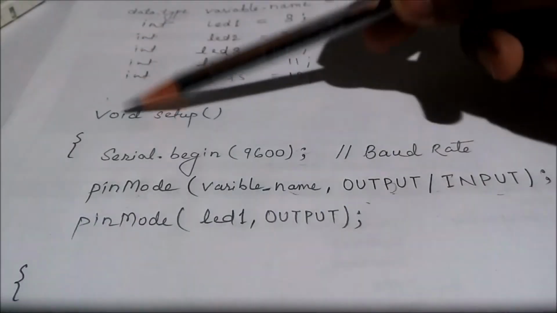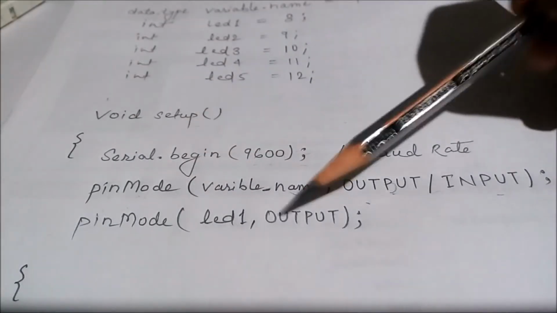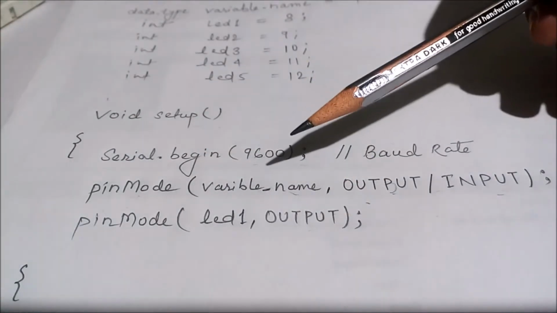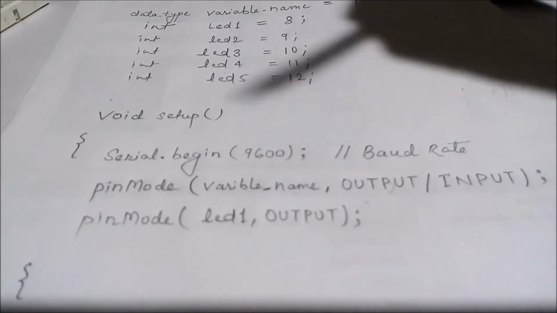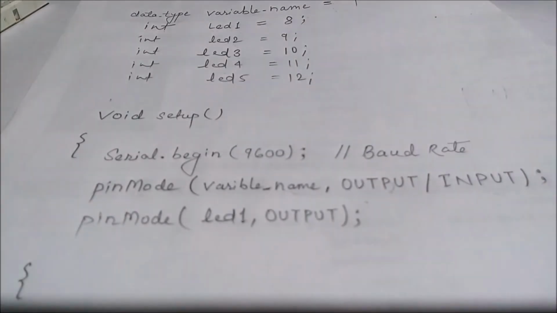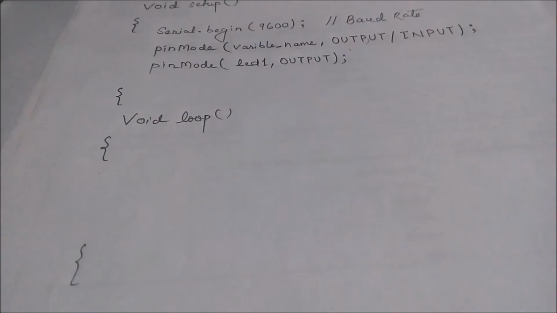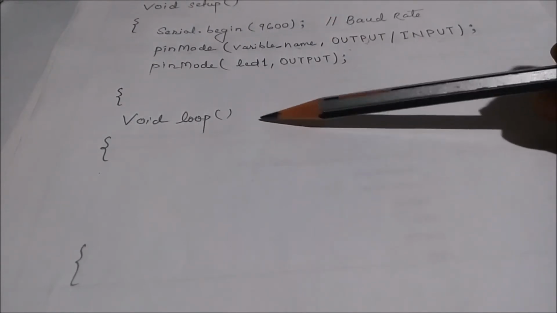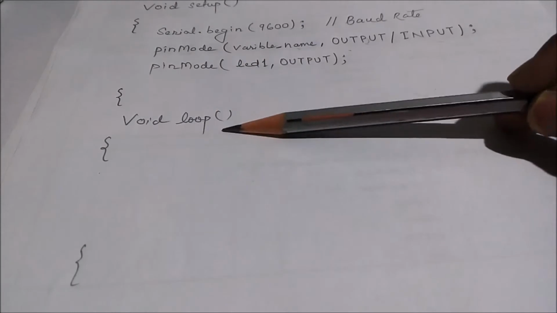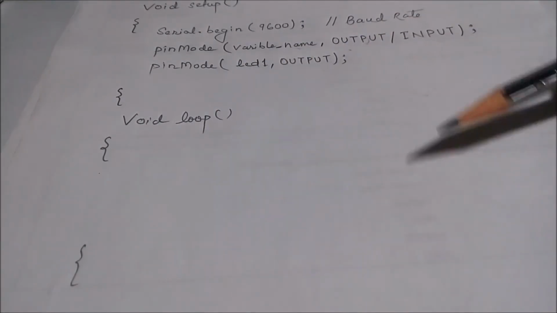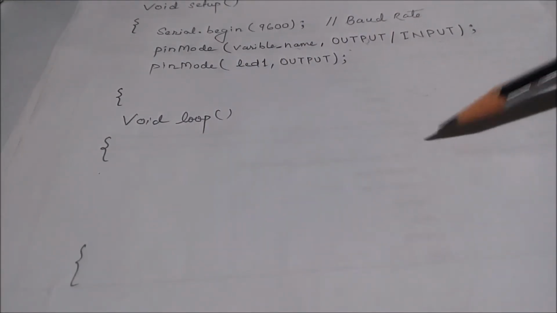So in the void setup function, we need to put those things which we want to run only a single time in the program. The second function is void loop. Void loop, as the name suggests, runs many times after the execution of the program.